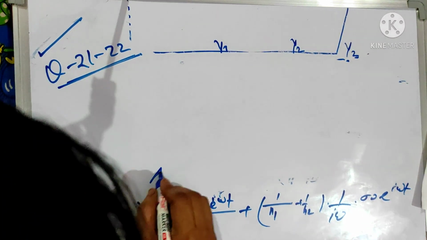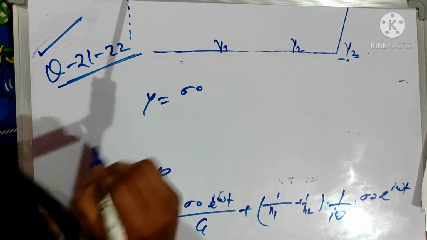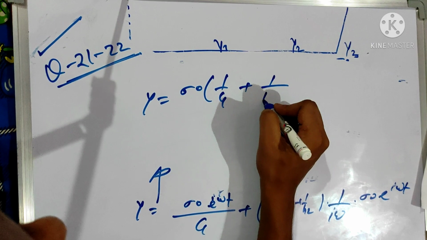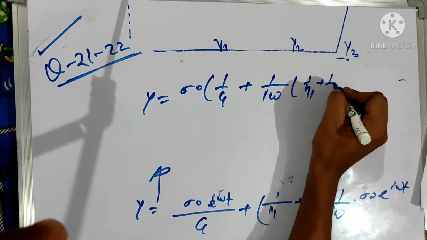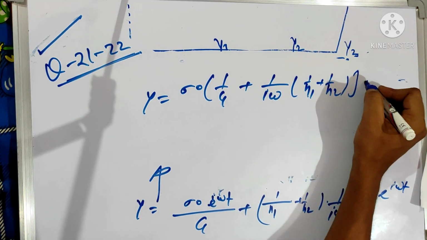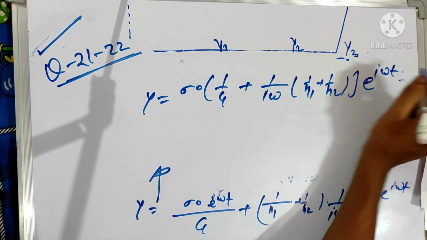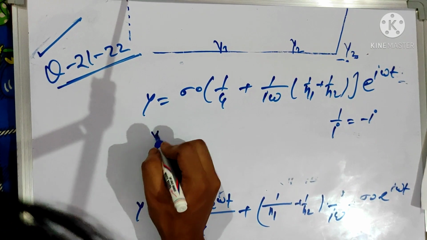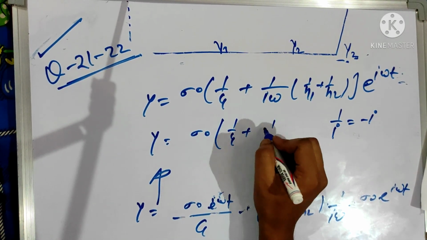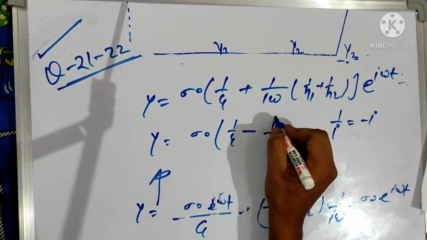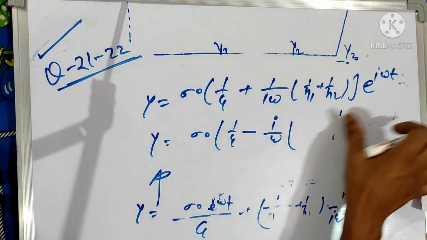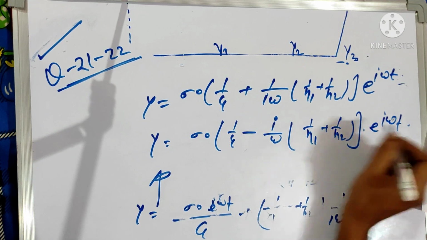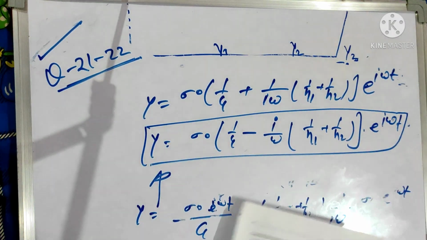This equation is converted into γ = σ0 divided by 1 upon G plus 1 upon iω, 1 upon η1 plus 1 upon η2, into e^(iωt). Since you know that 1 upon i is equal to minus i, γ = σ0 into 1 upon G plus 1 upon G minus i upon ω into 1 upon η1 plus 1 upon η2, the whole divided by e^(iωt). Then simply check option number B. Correct.